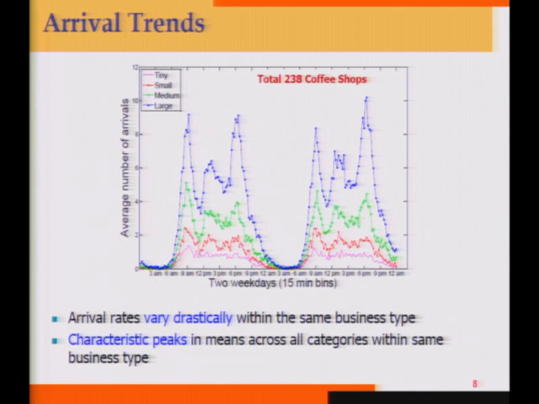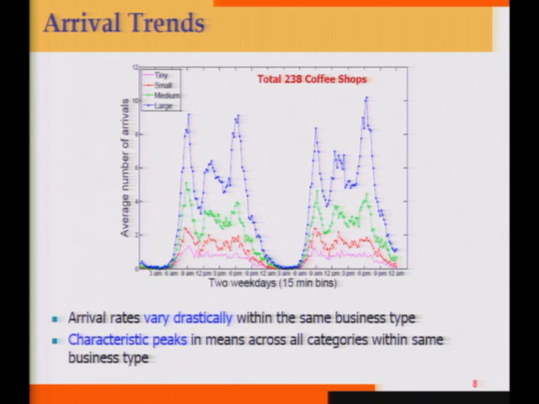So the different colors are for different sizes of these coffee shops: tiny, small, medium, large, that we clustered based on the average number of arrivals for 15-minute bins. The thing to notice is that there are these 3 characteristic peaks within a day, at about 9:30, 12:30, and 6 or 6:30 in the evening. So it seems like at those times, a lot of people are going to these coffee shops using wireless connections.